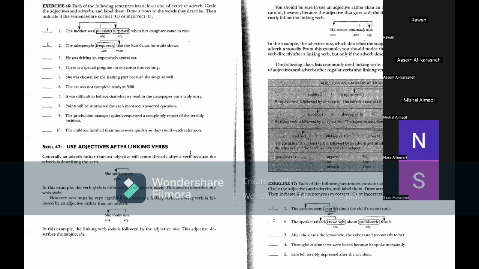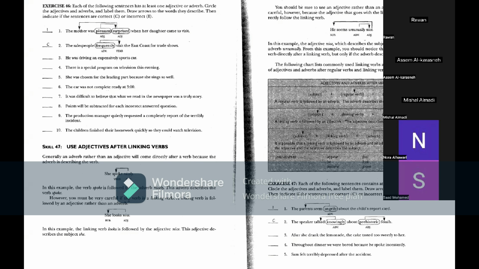So this is what we took last time, guys, on Saturday, and many of you were there. We talked about using adjectives after linking verbs. We said that sometimes there are verbs which are not like the rest. They are different. We call them linking verbs. They function like the verb to be. Look at this example: She spoke nicely. So what is this, nicely?